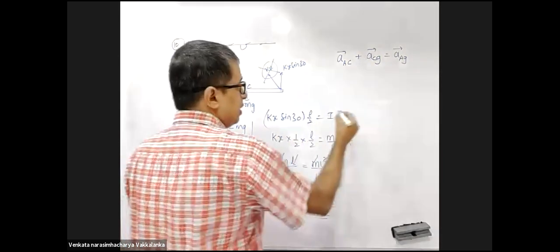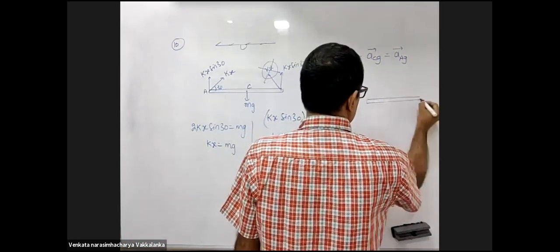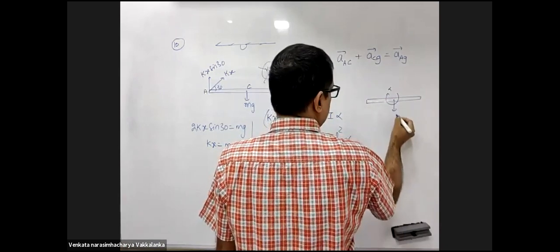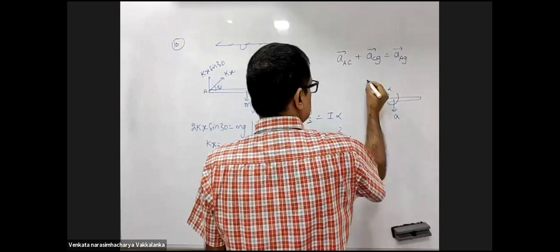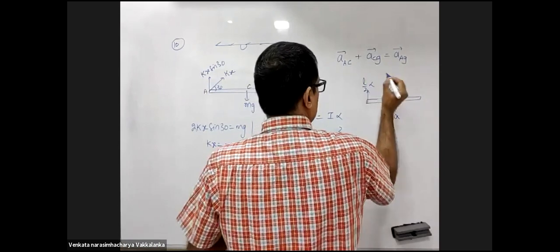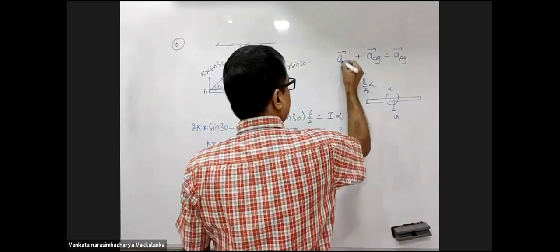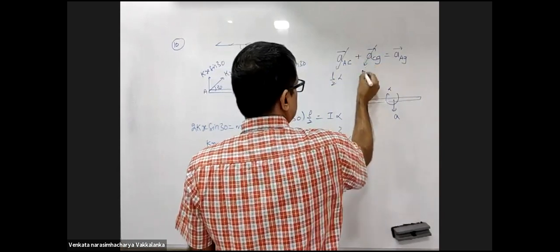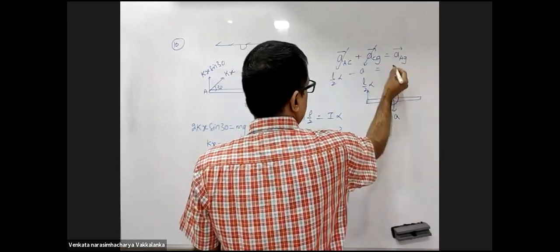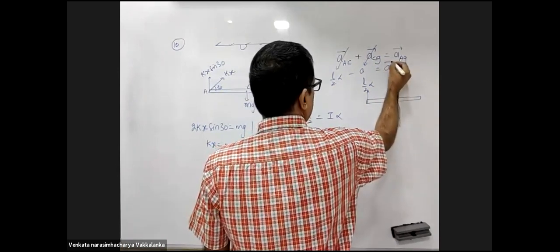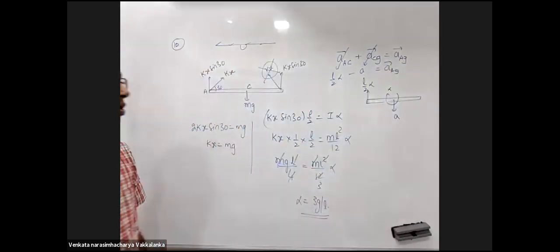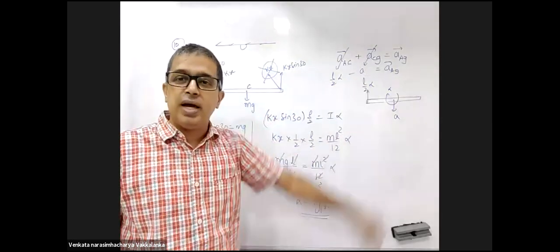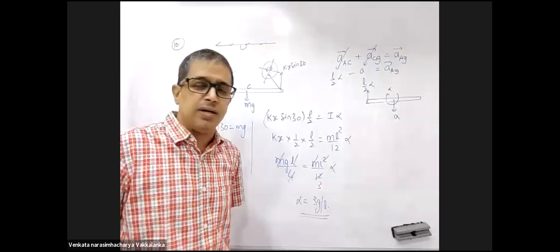I'll redraw the diagram for your convenience. You have got alpha this way, you have got A this way. This will be L by 2 alpha. So this will be L by 2 alpha. This will be A with the negative sign, the acceleration of A with respect to ground. That's what they asked. You already know the value of alpha. If you can tell me the acceleration of center of mass, your job is done.